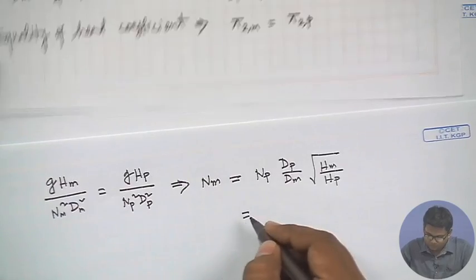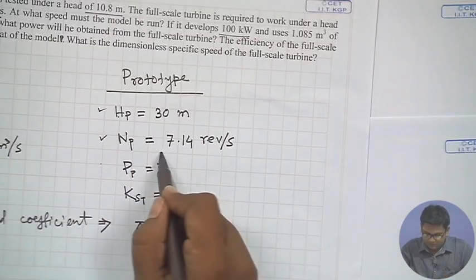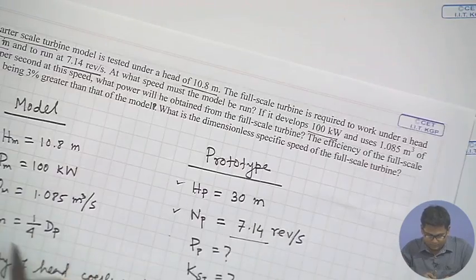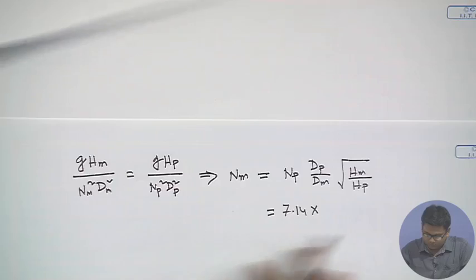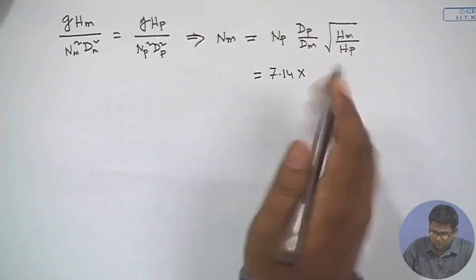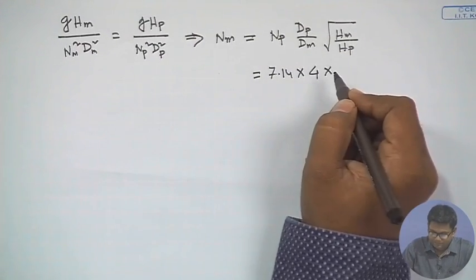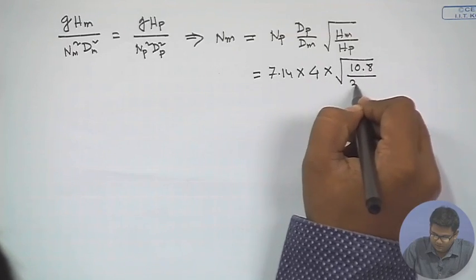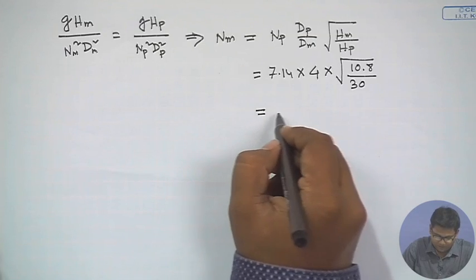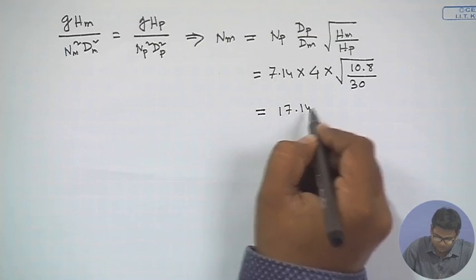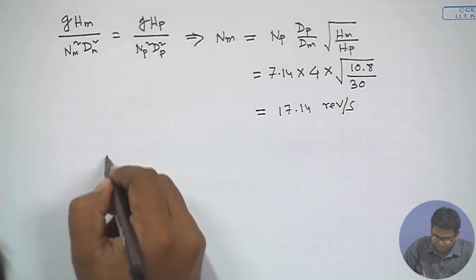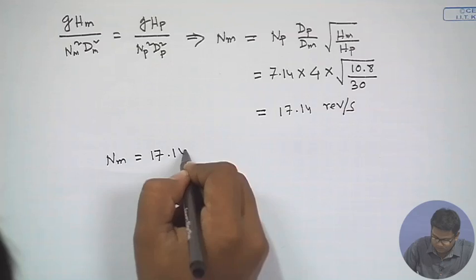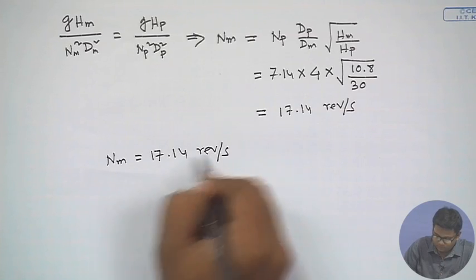Now I will substitute the value of Np as 7.14. So Np is 7.14, Dm by Dp is 1/4, so Dp by Dm is 4, Hm is given as 10.8 and Hp is given as 30. So this will give Nm as 17.14 revolutions per second. So Nm, the speed of the model turbine, is 17.14 revolutions per second.